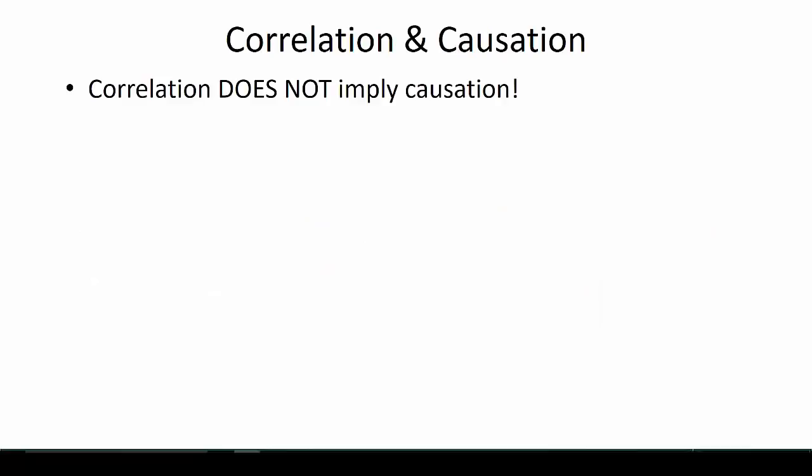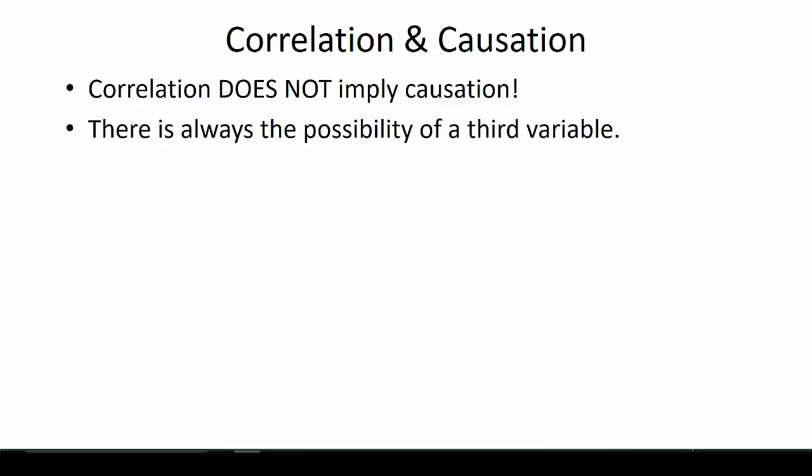It's always important to discuss correlation and causation. Correlation does not imply causation. You could have a very strong relationship. You could have a 0.95 coefficient between two variables, and that does not necessarily mean that one variable is causing the other. It could be that there's a causal relationship, but it could be that there's not.